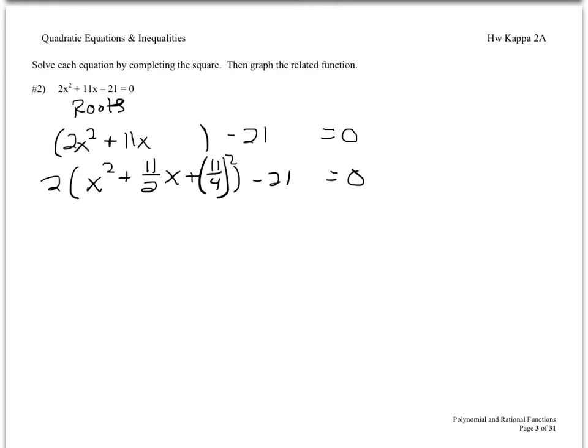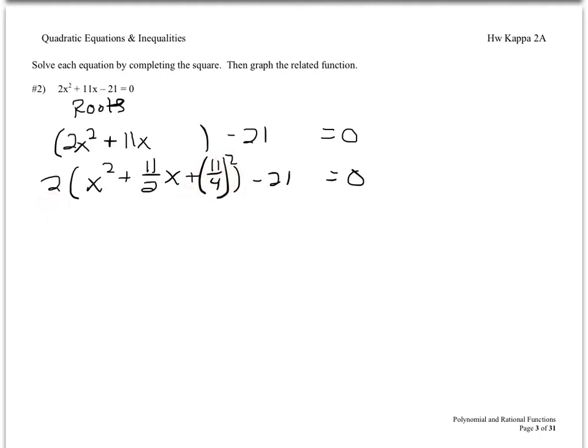If we do it to the inside, we also do it to the outside. But we do the opposite. We can't just add 11 fourths squared to the problem. We have to also subtract it. Important to note, although this says 11 fourths squared, it's not. See this 2 out in front? This 2 is being distributed to each term. So whatever this thing is that we added to this, we have to double it because of this 2 here.